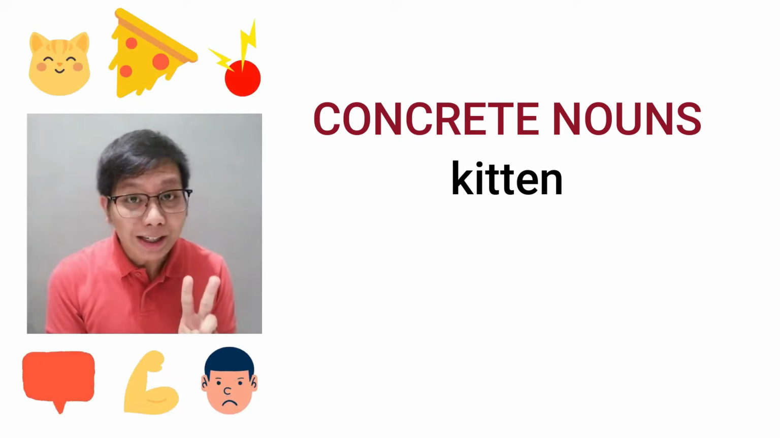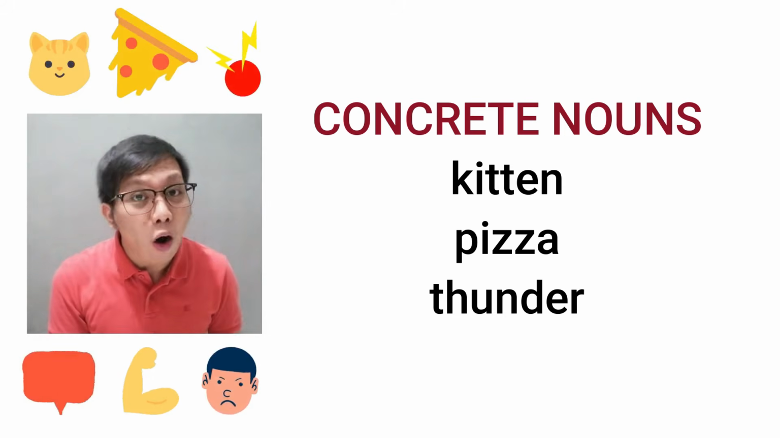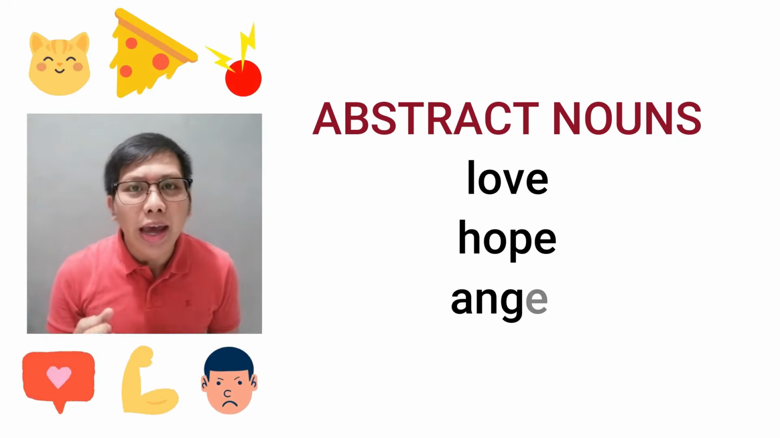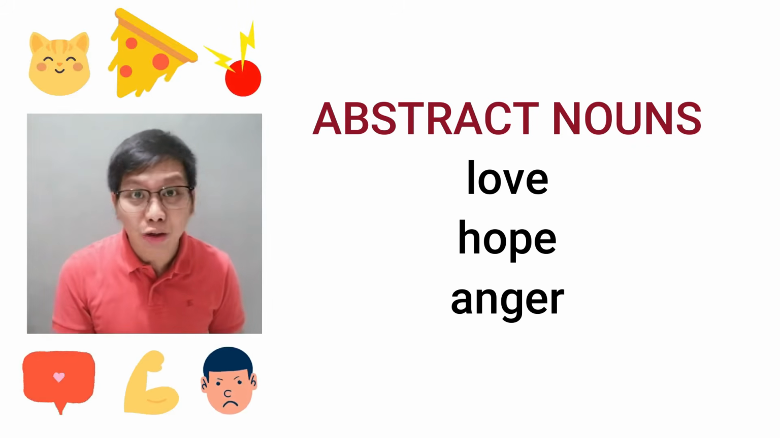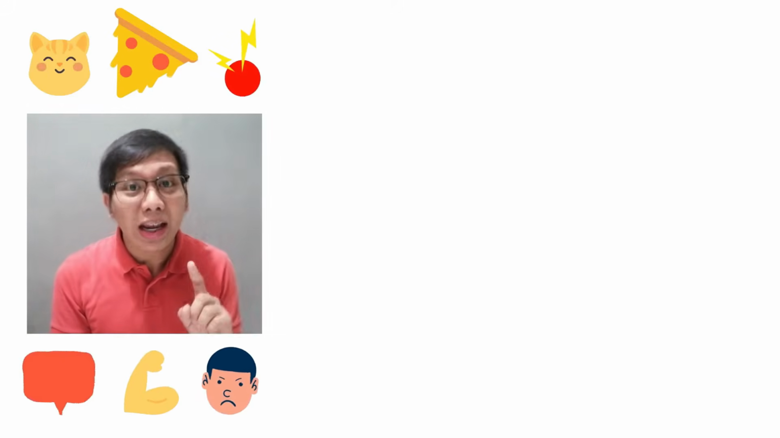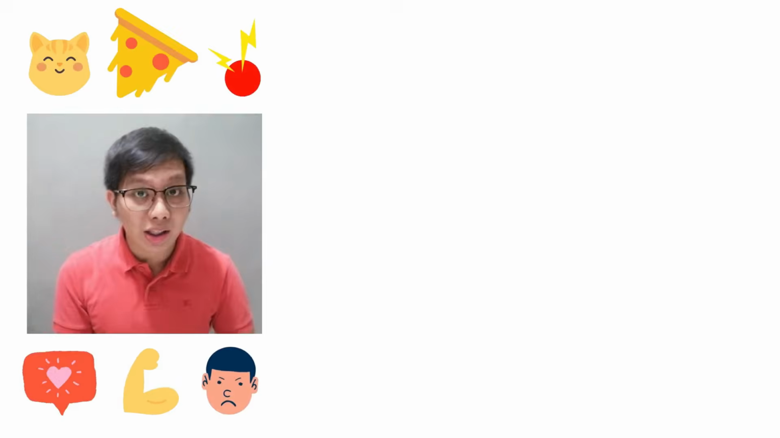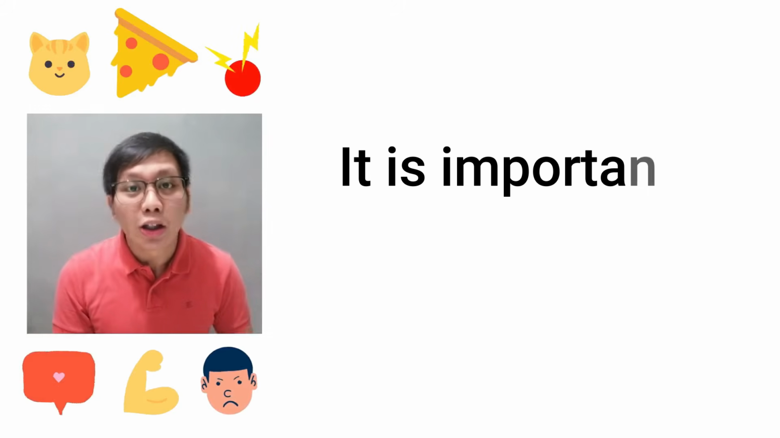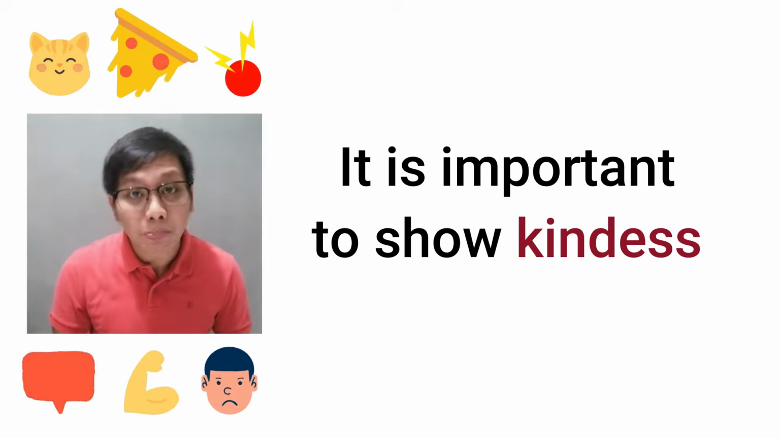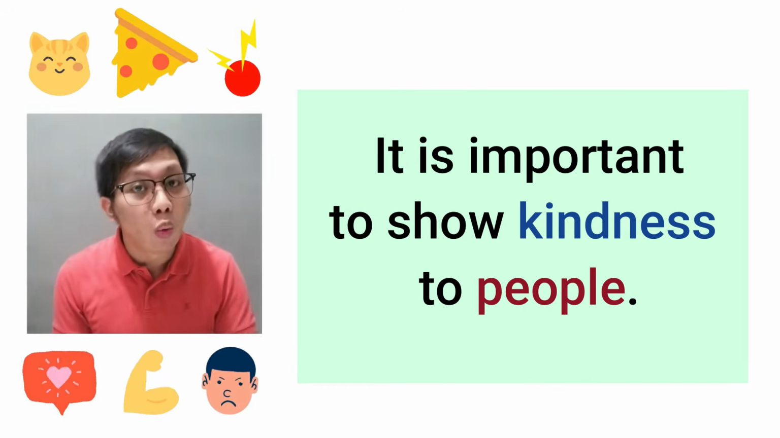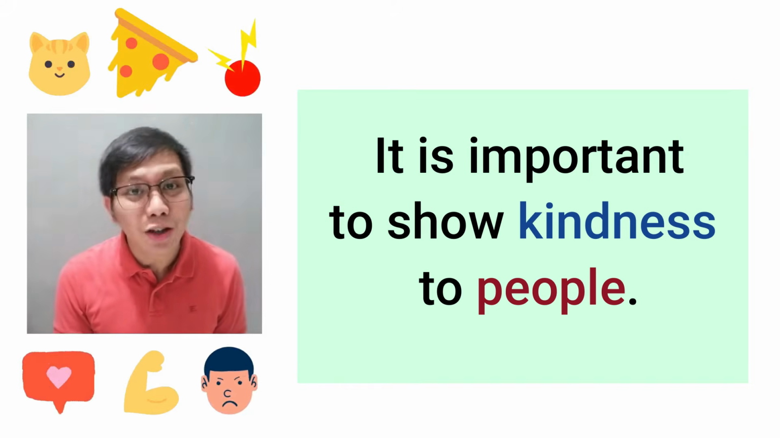To name some examples, kitten, pizza, and thunder are all concrete nouns, while love, hope, and anger are all abstract nouns. It is possible for you to spot both concrete and abstract nouns in just one sentence, like in this one. It is important to show kindness to people. Kindness is an abstract noun, while people is a concrete noun.